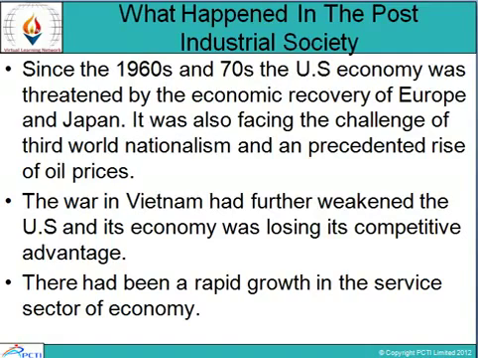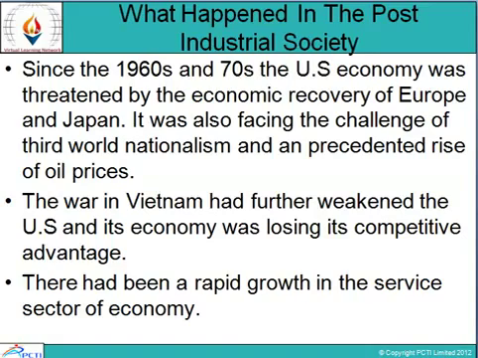This was the time when steam and electricity transformed the method and scale of manufacturing. Since the 1960s and 70s, the US economy was not growing. It was going through a rough, or we can say a bad, phase. That bad phase was really not a good experience for the US. Secondly, there had been a rapid growth in the service sector of the economy.